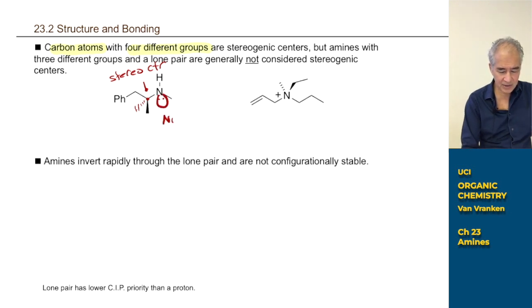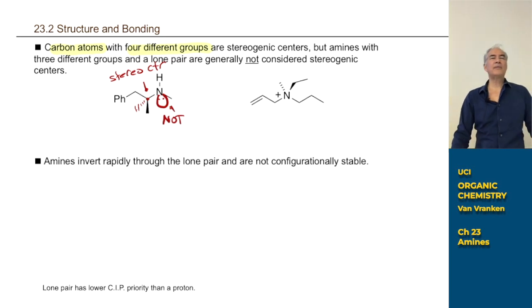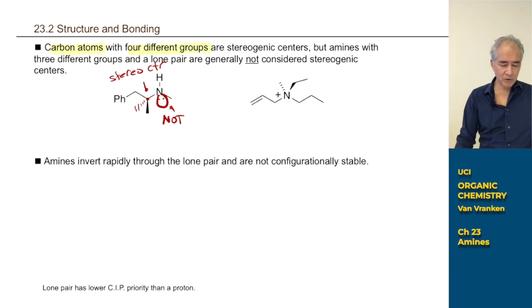And that is not a stereogenic center. And so how can that be? I mean, those groups, the methyl, this phenylpropyl group, the H, the lone pair, they all occupy different regions of space. We could assign R and S configurations to that, and yet we do not consider that nitrogen a stereogenic center.